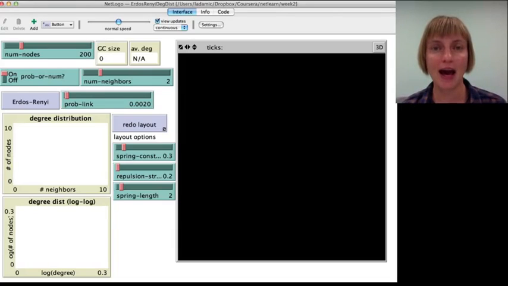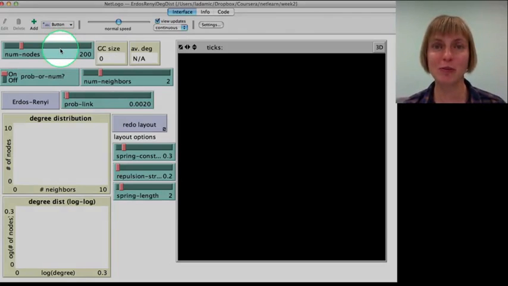Now let's look at a NetLogo simulation of the Erdős-Rényi random graph. As I discussed already, there are just a few parameters to set. We have the number of nodes. Here I've chosen 200 nodes. And we can decide whether we want to set the probability of any two nodes being connected or the average number of edges or number of neighbors per node. Here I'm going to select the probability. And I use this slider to adjust the probability, starting out with just a 0.2% probability of any two nodes being connected in this 200 node graph.